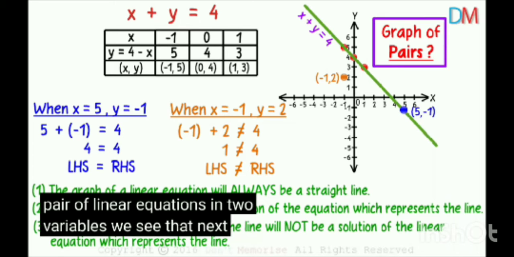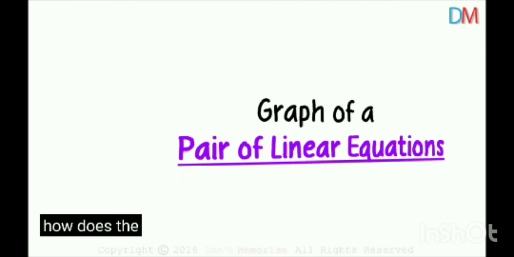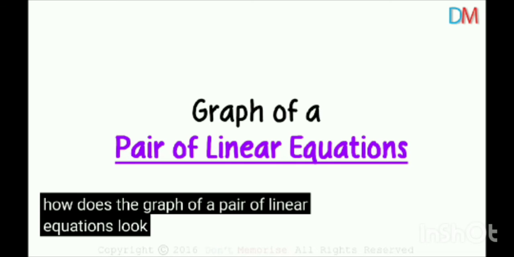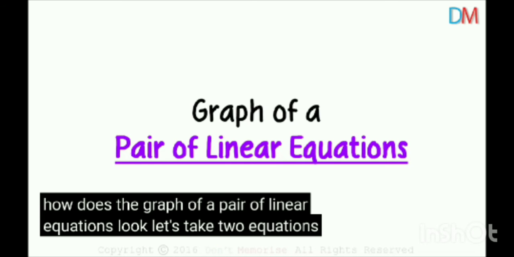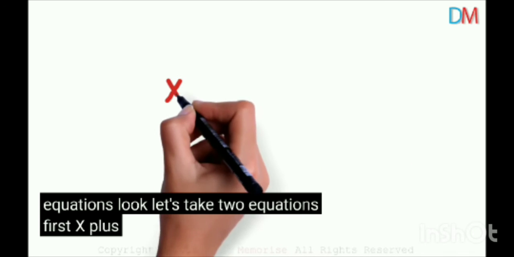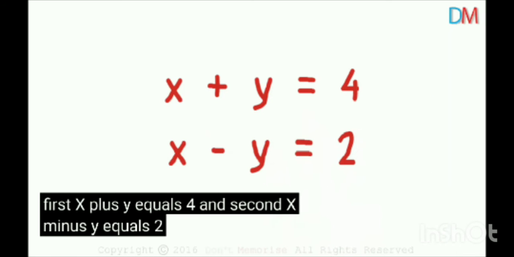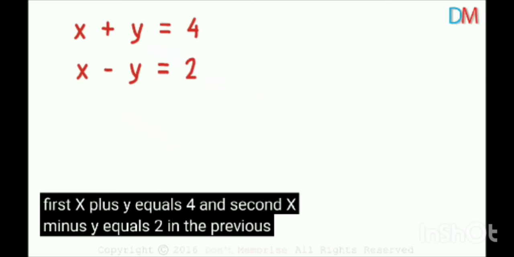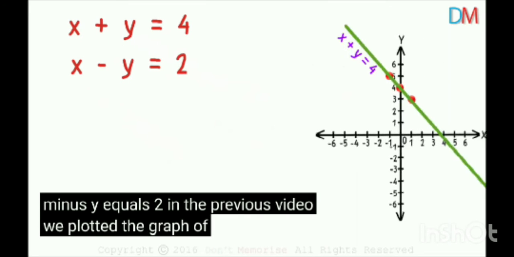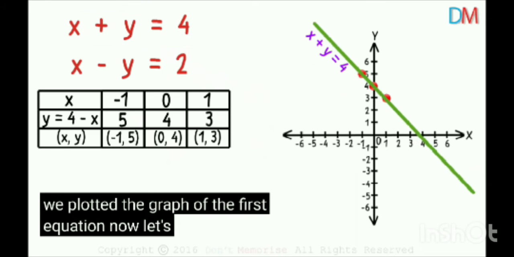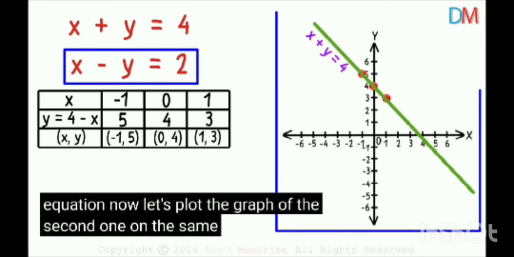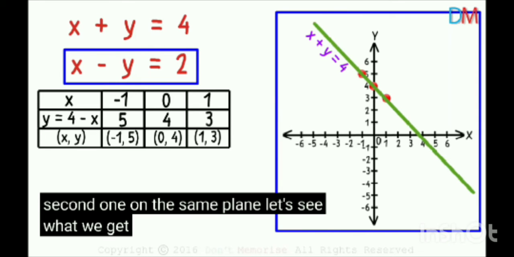We see that next. How does the graph of a pair of linear equations look? Let's take two equations. First, x plus y equals 4, and second, x minus y equals 2. In the previous video, we'd plotted the graph of the first equation. Now let's plot the graph of the second one on the same plane. Let's see what we get.